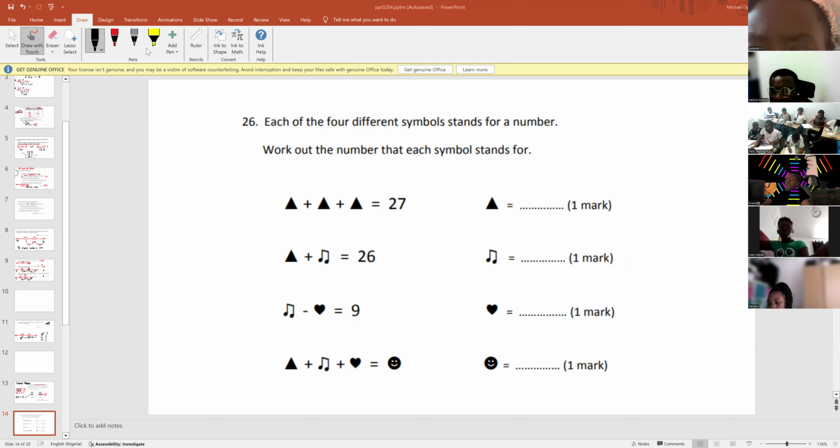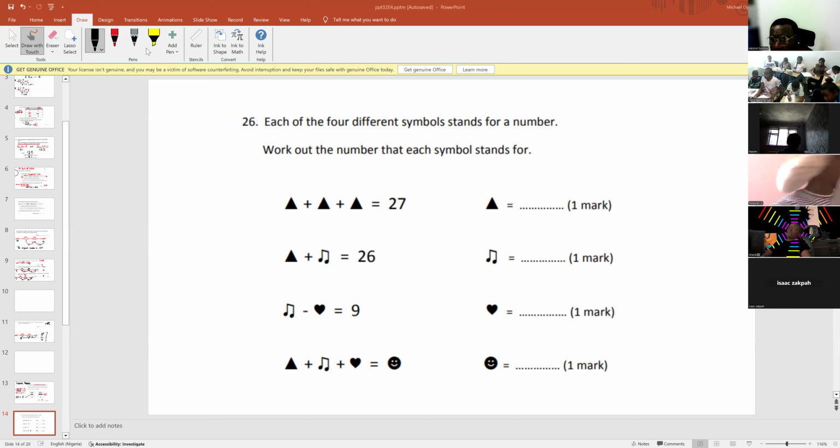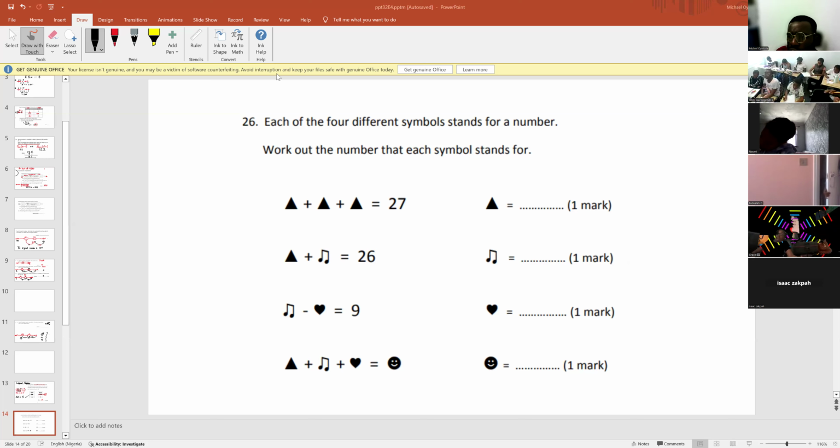Everyone try this out. It's so easy. Write down the answers. Don't write the question, just the answers. And I don't know what the answer is.